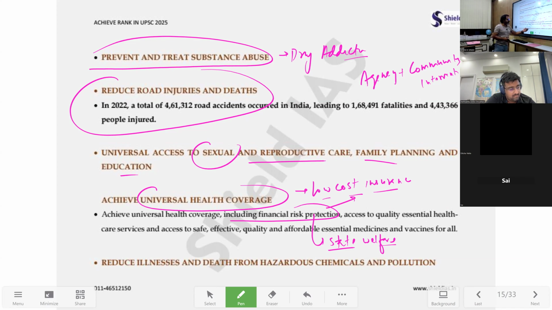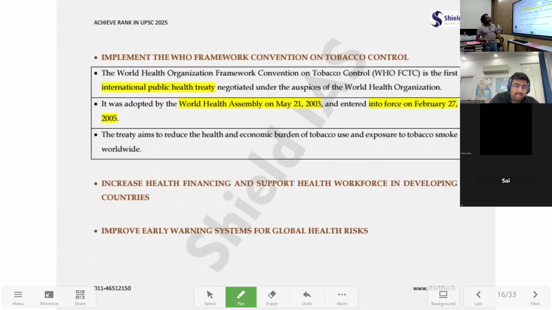Reduce illness and death from hazardous chemicals and pollution. Air pollution is one category, and contamination of groundwater or surface water is another, which create risks and untimely deaths, so actions must be taken. One more: implement the WHO Framework Convention on Tobacco Control.